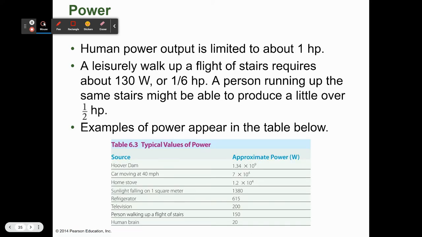Human output is limited to about 1 horsepower. So when you walk up a flight of stairs, it's about 130 watts, or 1/6 of a horsepower. Running up the stairs, it's going to be 1/2 of a horsepower. And then you can see some other values of watts and horsepower in the table below.